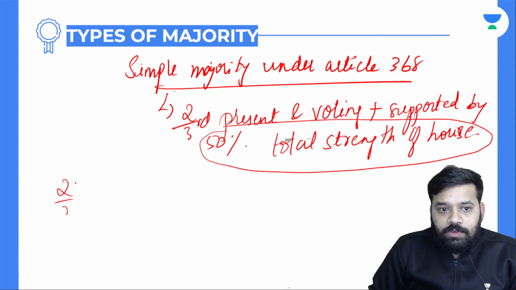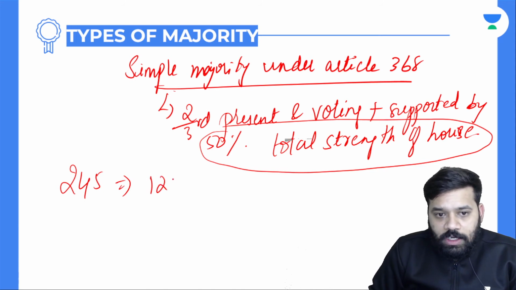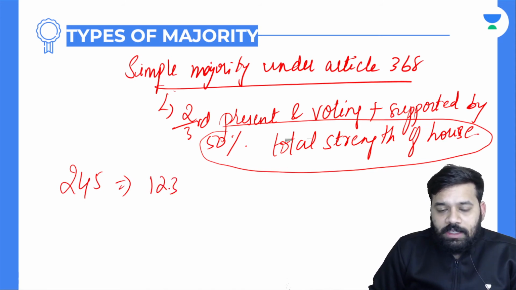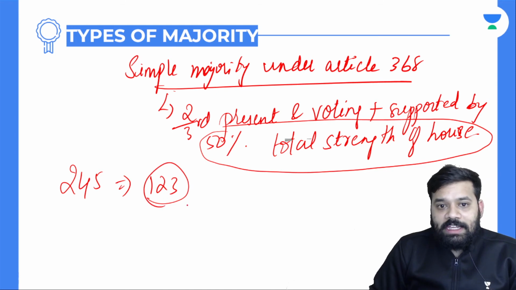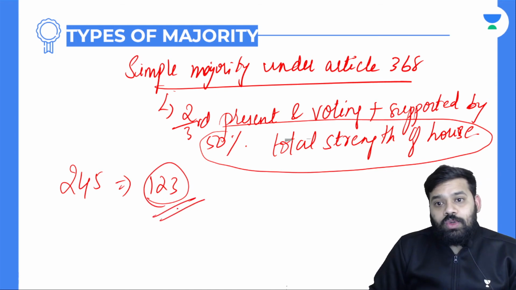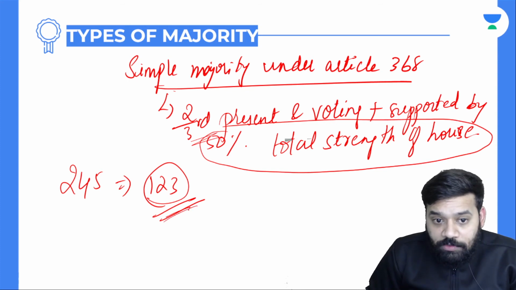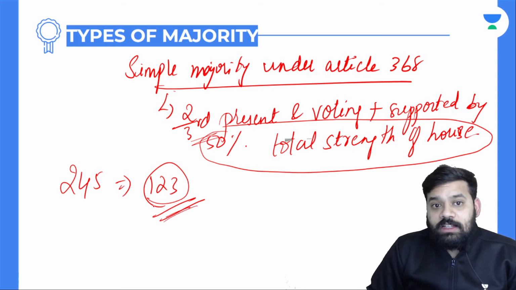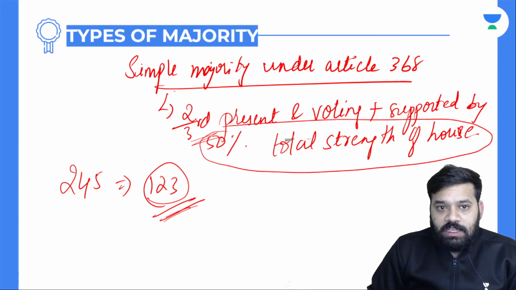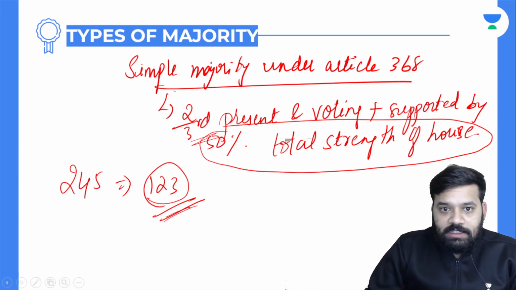So supported by 50% strength of the house, the strength of Rajya Sabha, let us assume it is 245. 50% of 245 is 122.5. We cannot take half, so 123 is the number of votes required. Two-third, obviously you can make it, but you also need to make 50% of the total strength of the house. This is the special majority under Article 368.